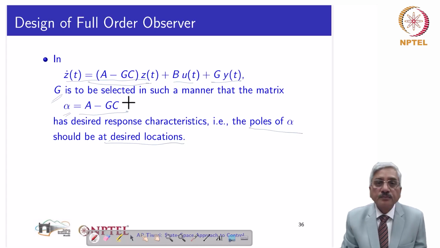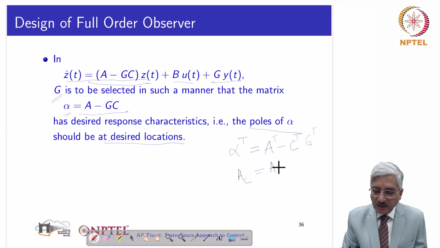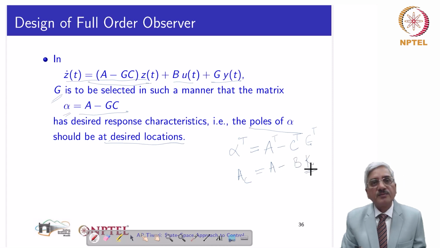How? Let us look at the transpose of this equation. Alpha transpose will be A transpose minus C transpose G transpose. And when we did pole placement design, what we saw, the closed loop matrix AC was A minus BK, and thereby we obtained the state feedback K. Now let us compare. They are similar. We get the closed loop system alpha transpose through this open loop system A transpose and the input matrix C transpose. So if we consider A transpose, C transpose as the system matrix and input matrix, then we can get the G transpose and then we can get G.